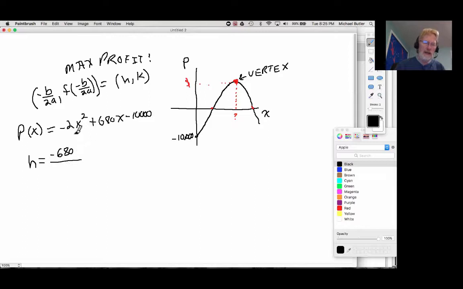Well, the a was a negative 2, wasn't it? See, there's my a and there's my b. So that's over, actually it's 2 times a negative 2, isn't it? So that's negative 680 divided by negative 4. Could you do that for me? Somebody got a calculator handy?